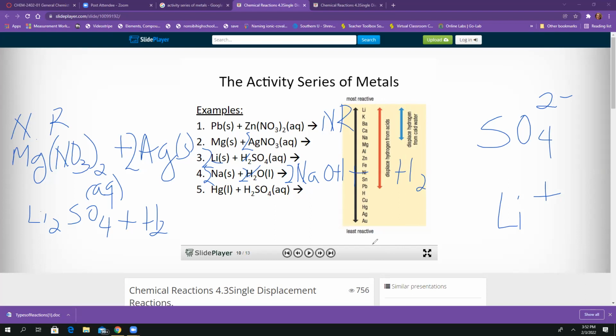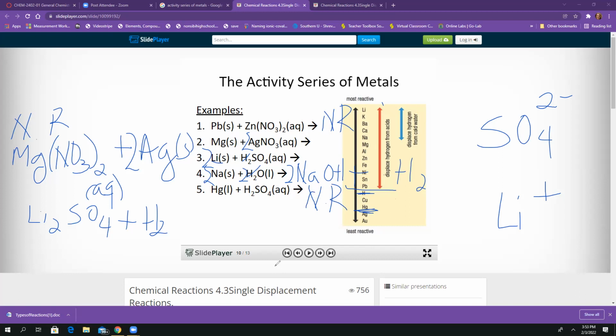So since, and there's 2 reasons. Since hydrogen is higher than mercury, mercury will not replace hydrogen, but it also says that up to here, all of these will displace hydrogen from acids, but not the ones below. And this is an acid, this is sulfuric acid. So once again, no reaction. Either way you look at it, it's not going to react. So that's the answer for that one. All right, so that's how you do these. These are the single displacement.